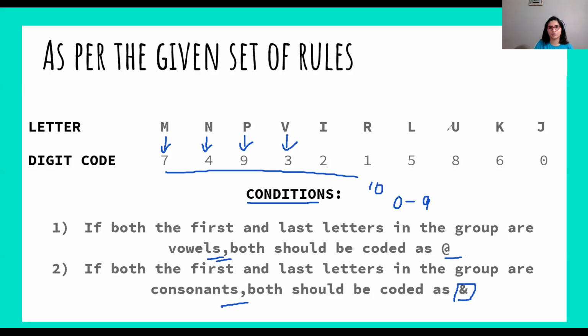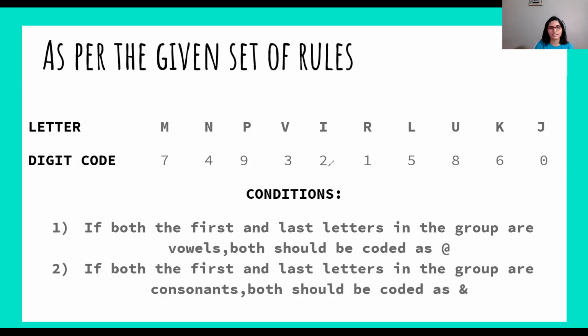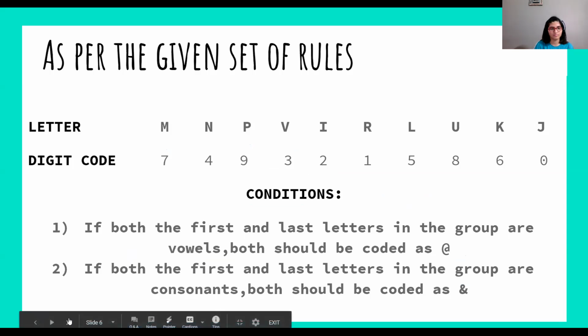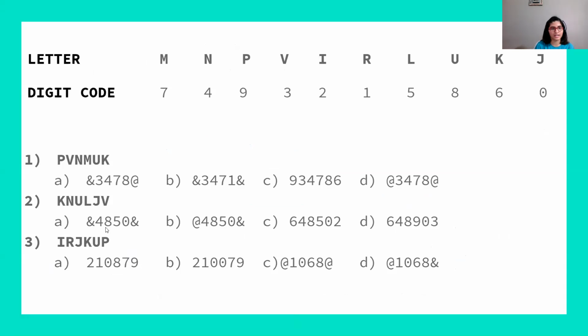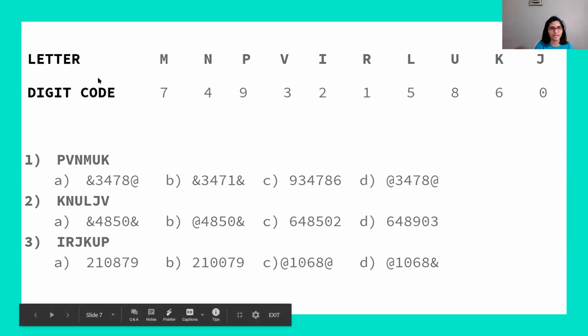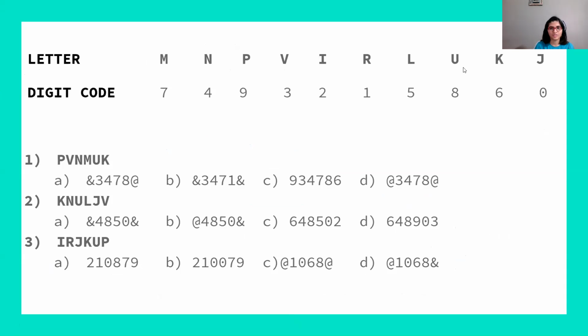So now let's move on to our examples. We have 3 examples here and we have to solve them according to the rules they have given us. So we don't have to find out anything because they have given us the rules. So it's going to be easier.